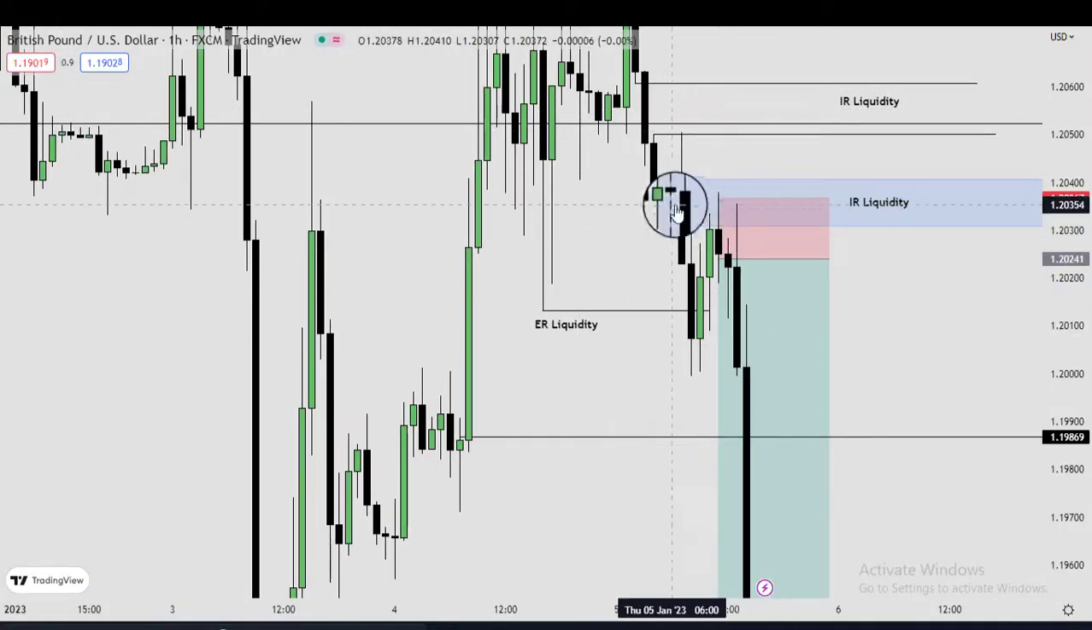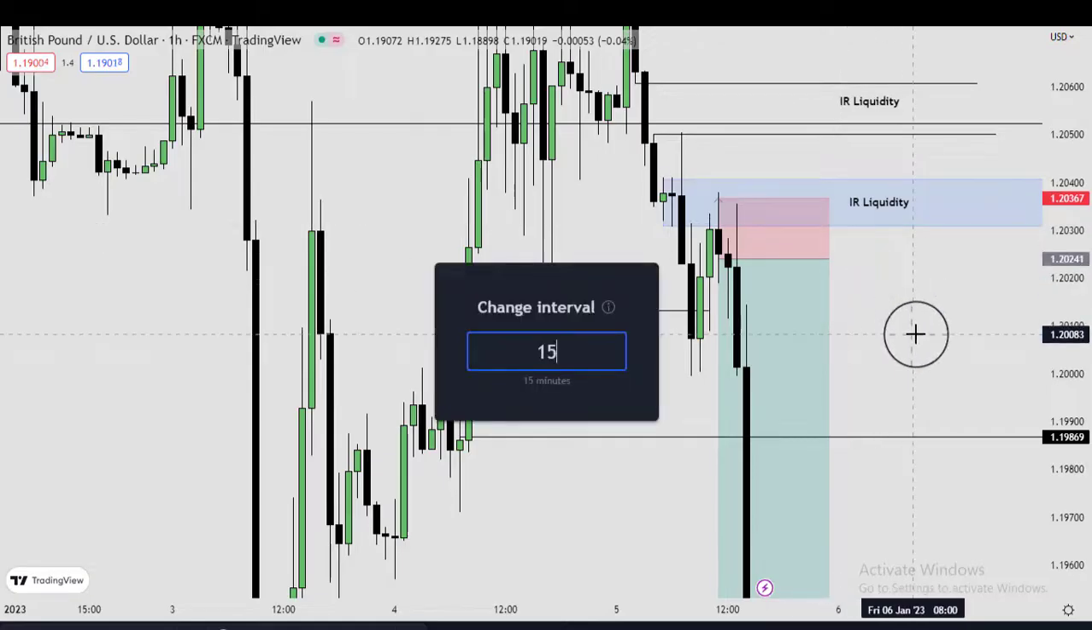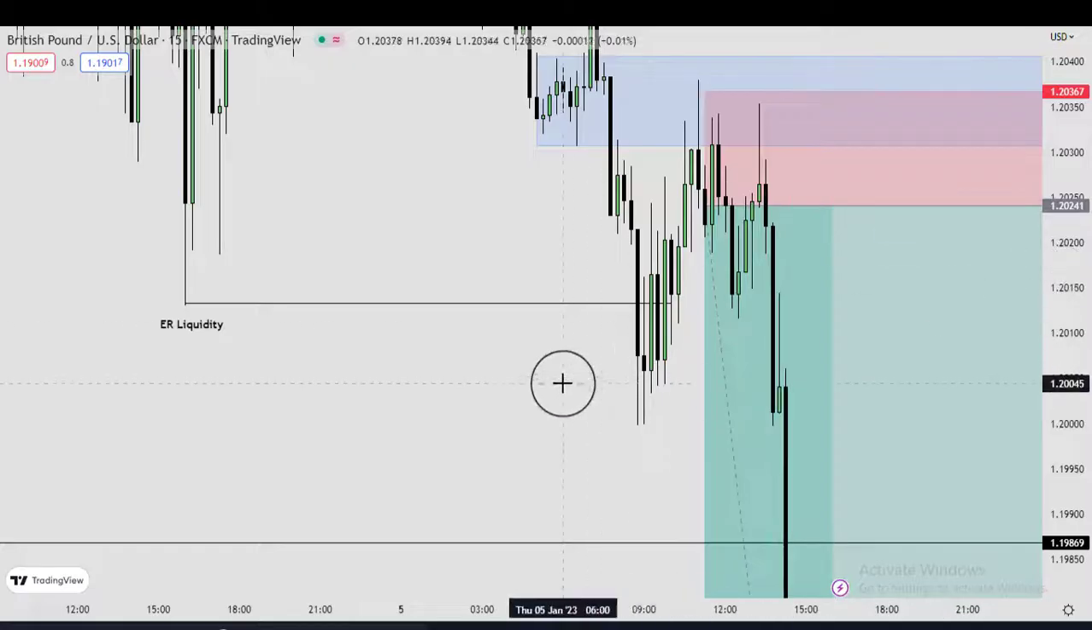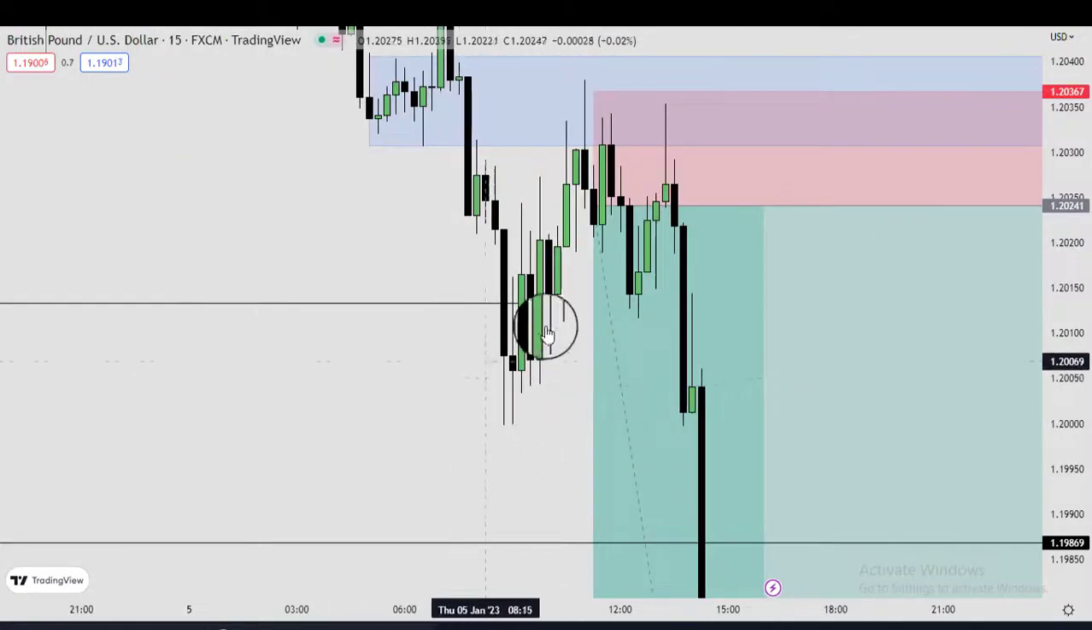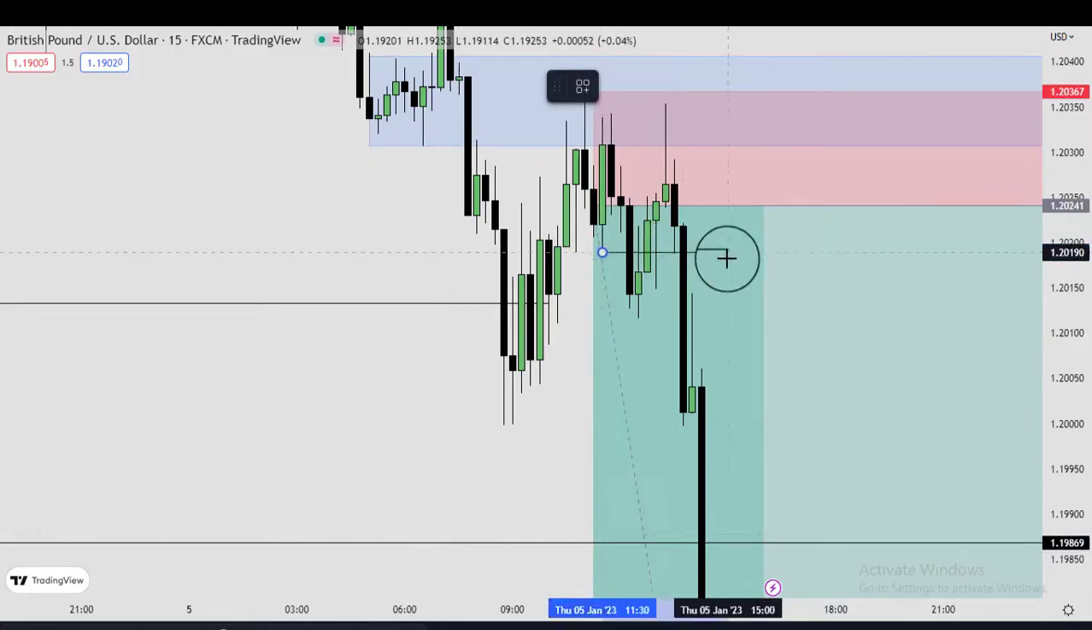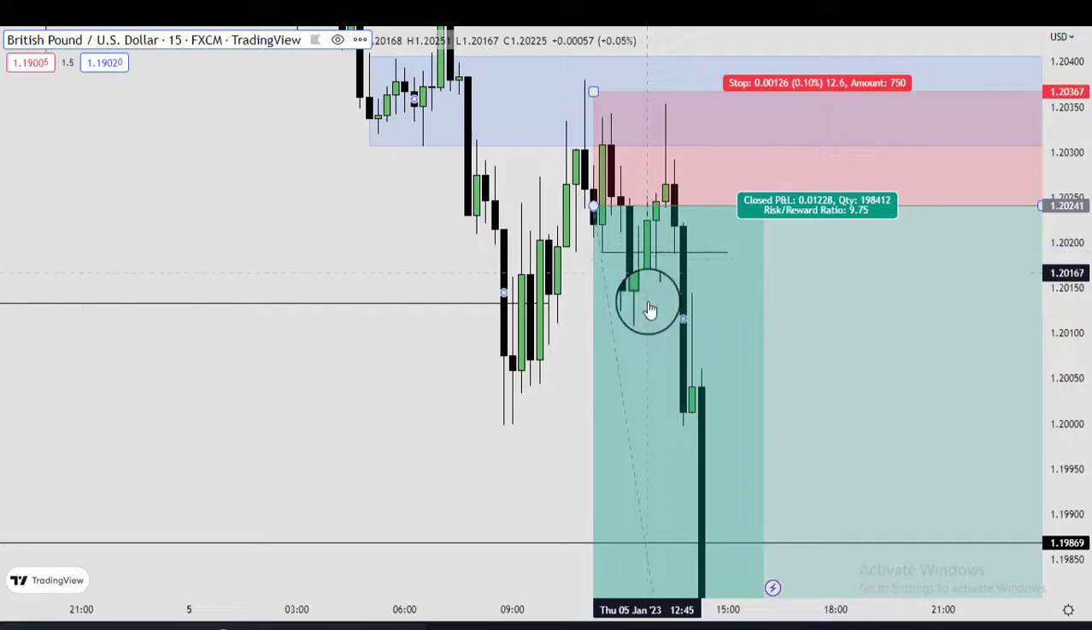Okay, so price traded into this internal range liquidity, go down to the 15 minutes time frame and look for confirmatory entry. So that was how I was able to get into this trade. I just went down to the 15 minutes and I identified breaking market structure to the downside. You can see that price broke structure.